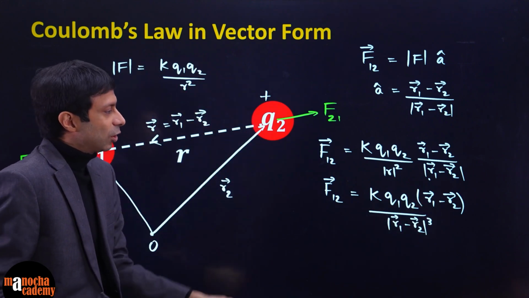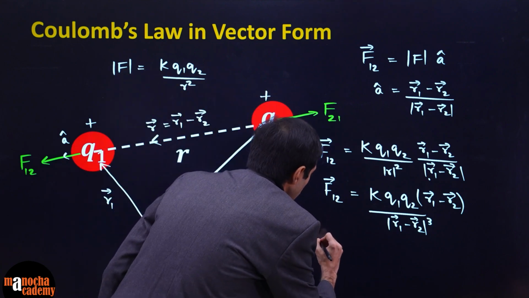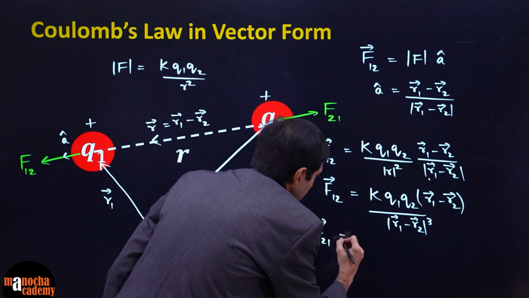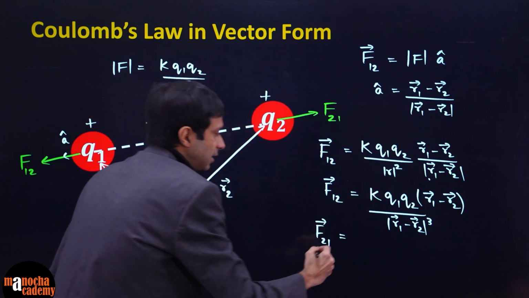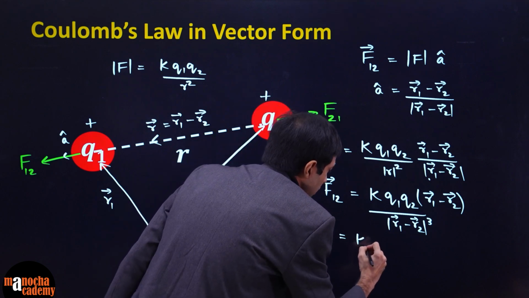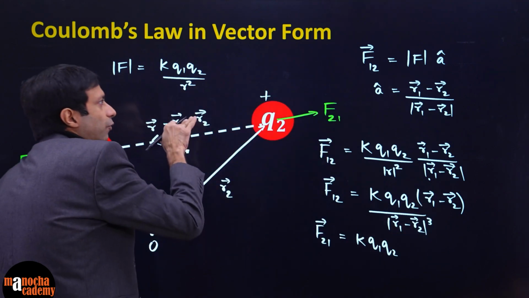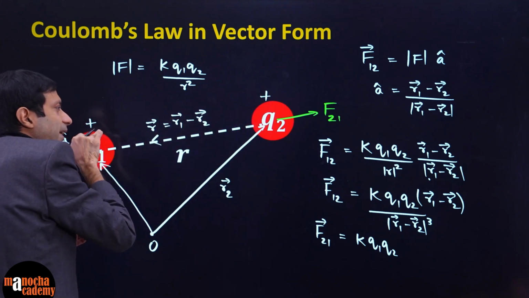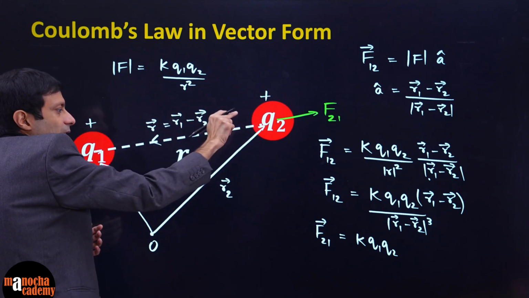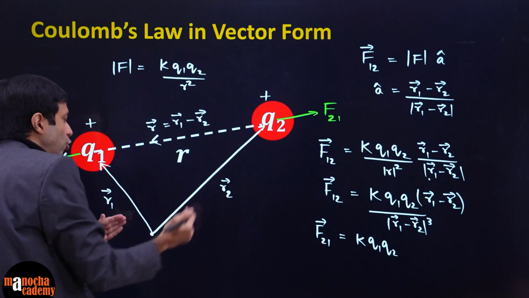Now, guys, can you give me the expression of F21? I've given you the expression of F12. Can you tell me what will be the expression of F21? It's simple. Again, we'll write the same thing, the constant K, Q1, Q2. This time, the force will be in this direction. So I need a vector in this direction, this vector. So this time I'm going to do R2 minus R1.